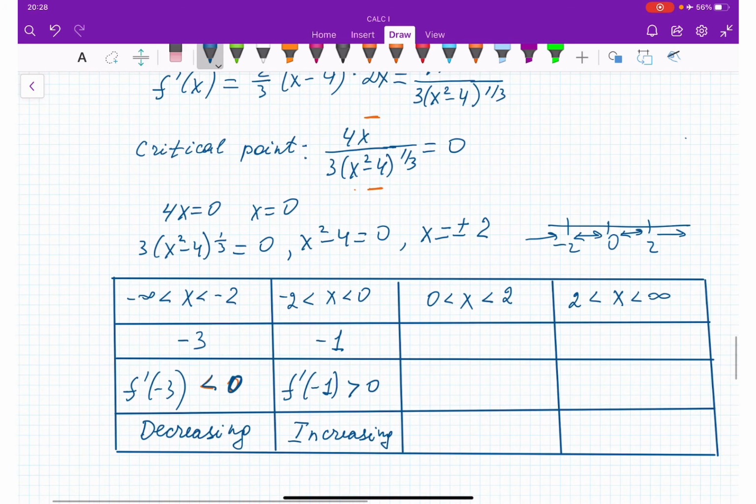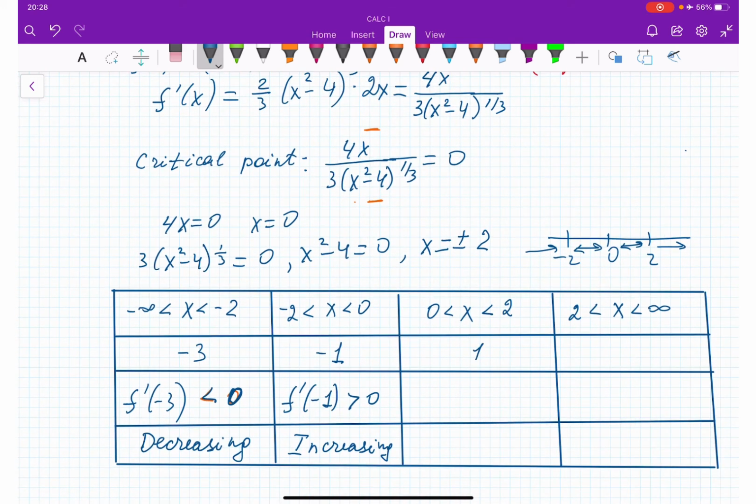Next, between 0 and 2, taking positive 1. If we take positive 1, what's going to happen? The numerator is going to be positive, right? Here the denominator is still going to be negative, which is going to be less than 0. So f prime of 1 is going to be less than 0, which is decreasing.